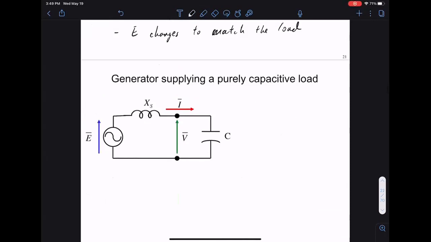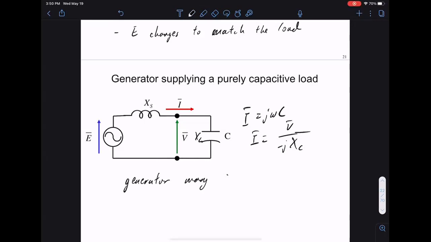For a capacitive load, it's the other way around. This is similar to before. I is equal to J omega C times V bar, so I is V bar over minus JXC. So you have all these equations. Here the generator may absorb reactive power. So this machine could both deliver or absorb reactive power.